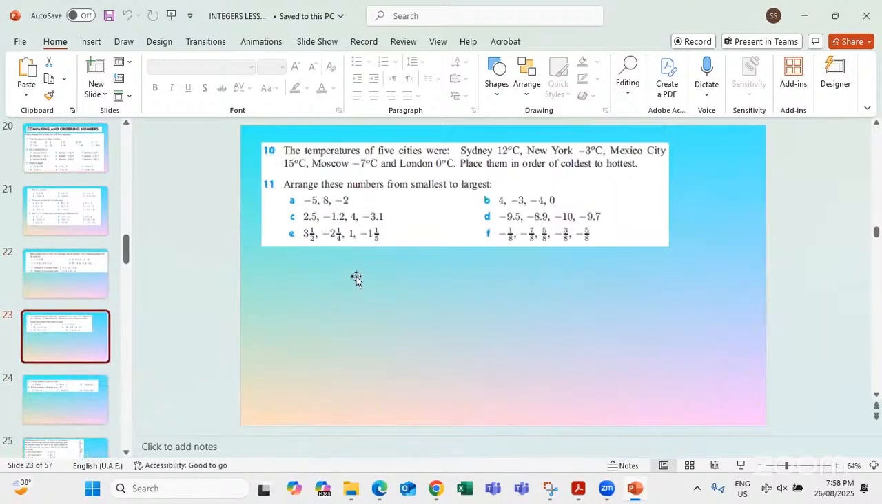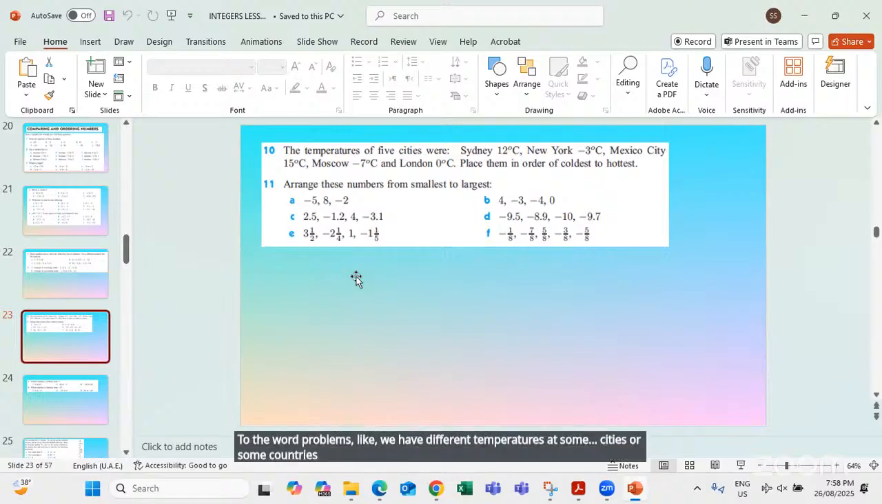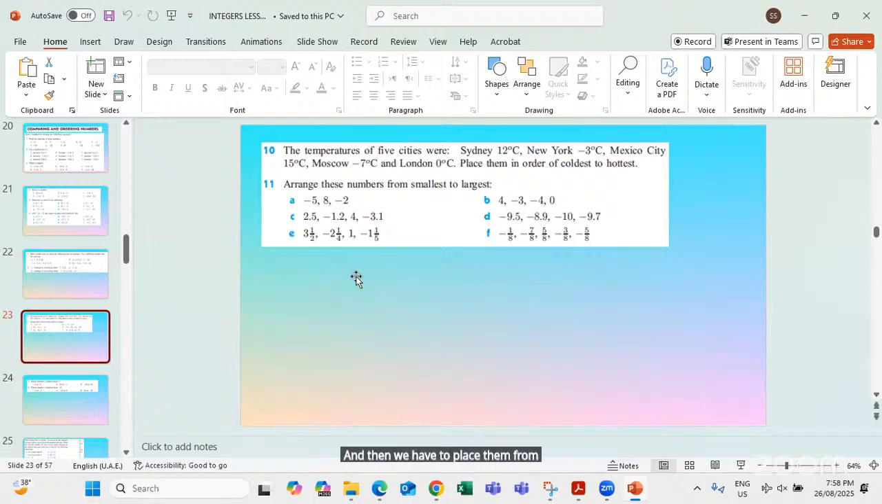Now here the same thing, we can apply the same concept to the word problems. Like we have different temperatures at some cities or some countries, the temperature is negative, positive, and then we have to place them from coldest to hottest. If we have to place from coldest to hottest, coldest means more negative, more and more negative temperature.